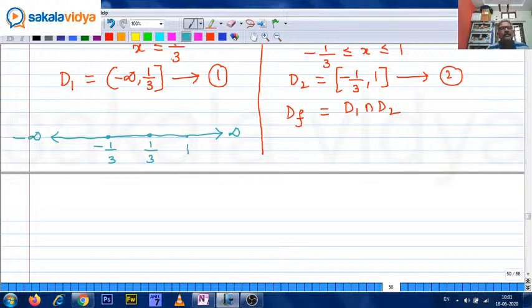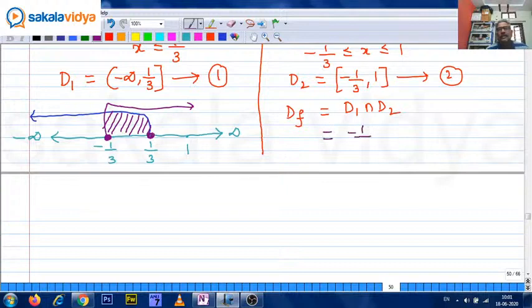First shade this one, 1 by 3 to infinity. This is minus 1 by 3 to 1, like this. So here to here, this is the shaded part. Both are included, minus 1 by 3 and 1 by 3. Therefore this equals minus 1 by 3 comma 1 by 3, both sides closed. This is the answer.